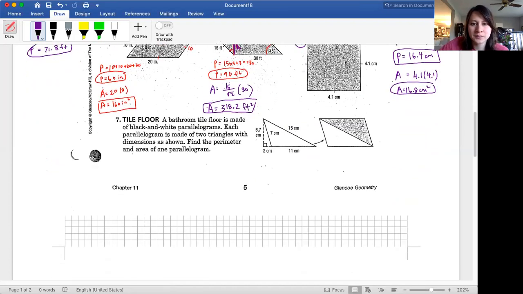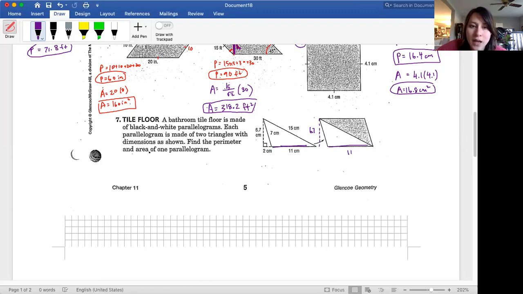Looking at number 7, some real life application. So a bathroom tile floor is made of black and white parallelograms. Each parallelogram is made of 2 triangles with dimensions shown right here. Find the perimeter and the area of one parallelogram. So let's transfer this information here. So I know that this height is 6.7 and the base is 11, right? This bottom of the white triangle is 11.